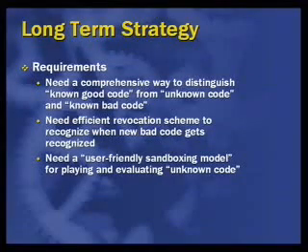So some requirements of an effective long-term strategy. One is that there needs to be a comprehensive way to distinguish known good code from known bad code and also from unknown code. There also needs to be an efficient revocation scheme, a way to identify code that might have been marked as known good to indicate that there's something that has changed.